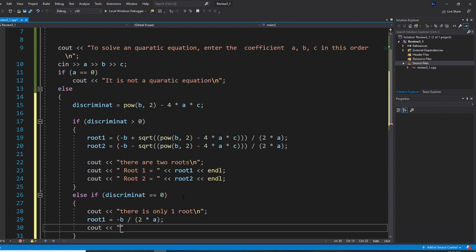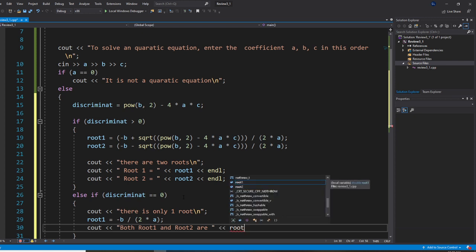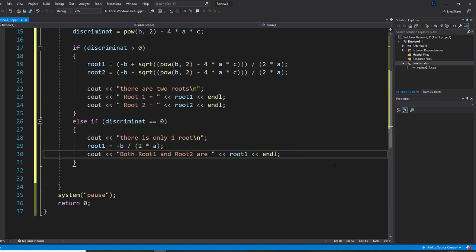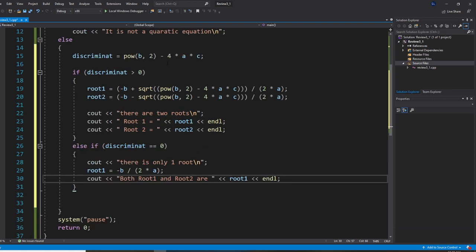Both root 1 and root 2 are the same, and they are root 1. I'm just going to do it like this right now, and I'm going to say end of line. So if my discriminant is this, then I am going to go to the last one, the else.